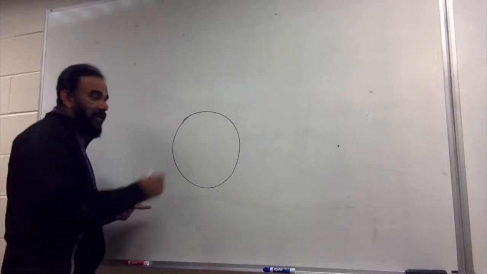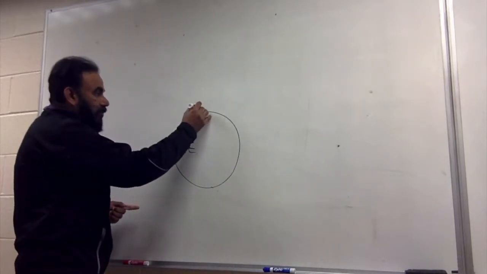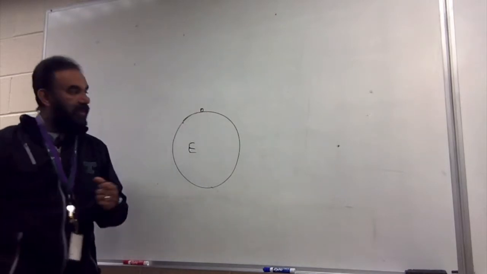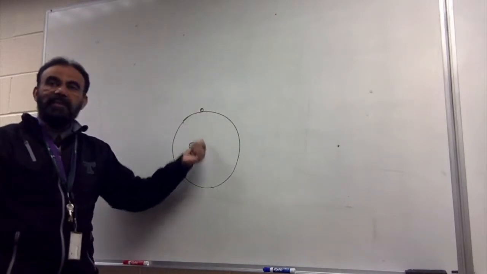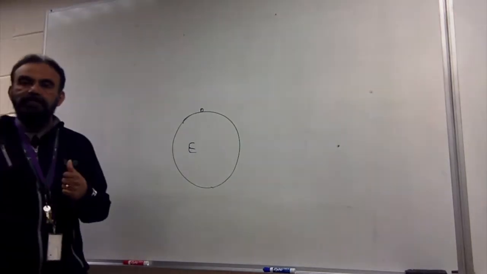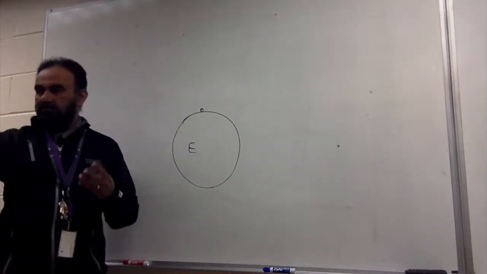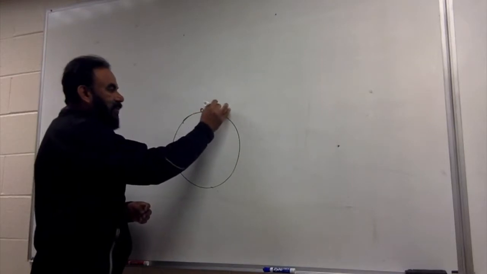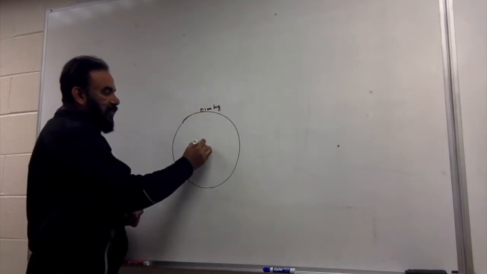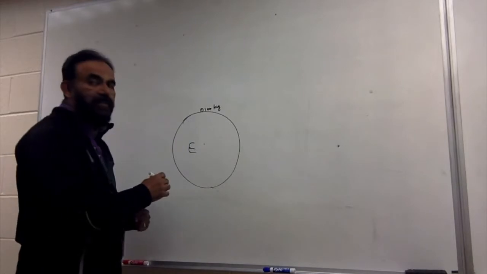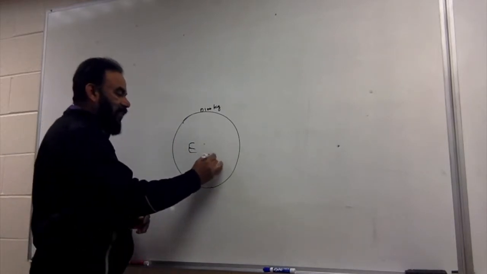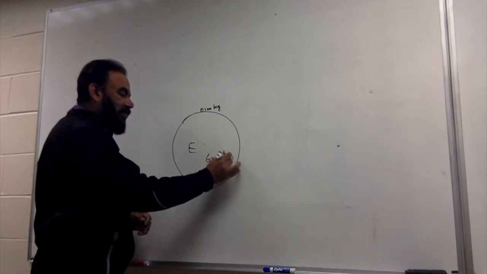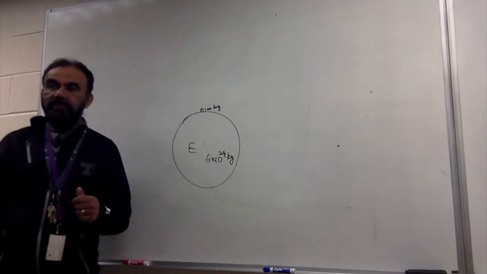Now, if you are considering the Earth and you, not to scale, if you're considering the Earth and you as the two objects, okay, let's find out yours. Yours is 100 kilograms, right? And the mass of the Earth is important. What's the mass of the Earth? It's 6 times 10 to the power of 24 kilograms. That's the mass of the Earth.